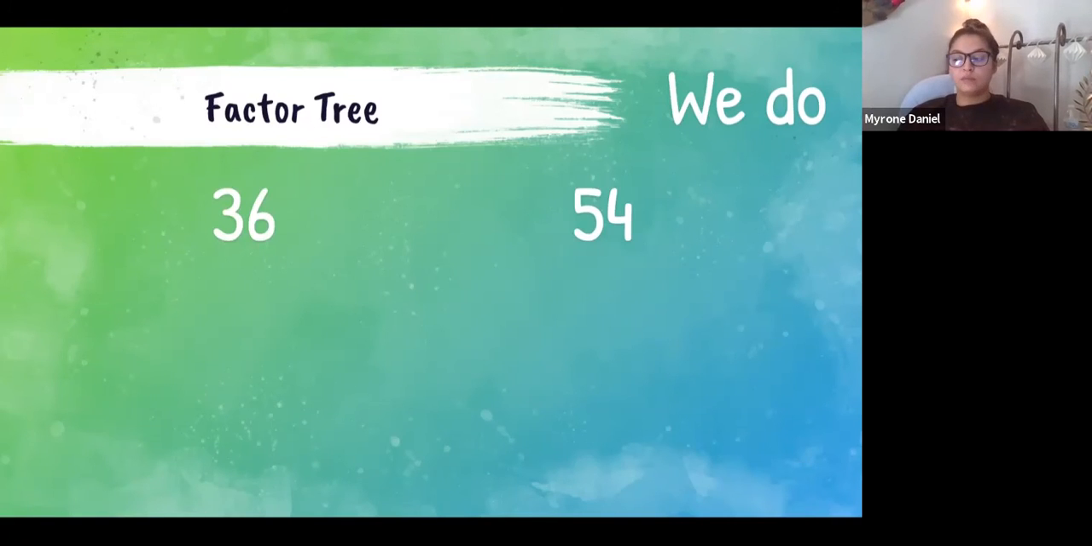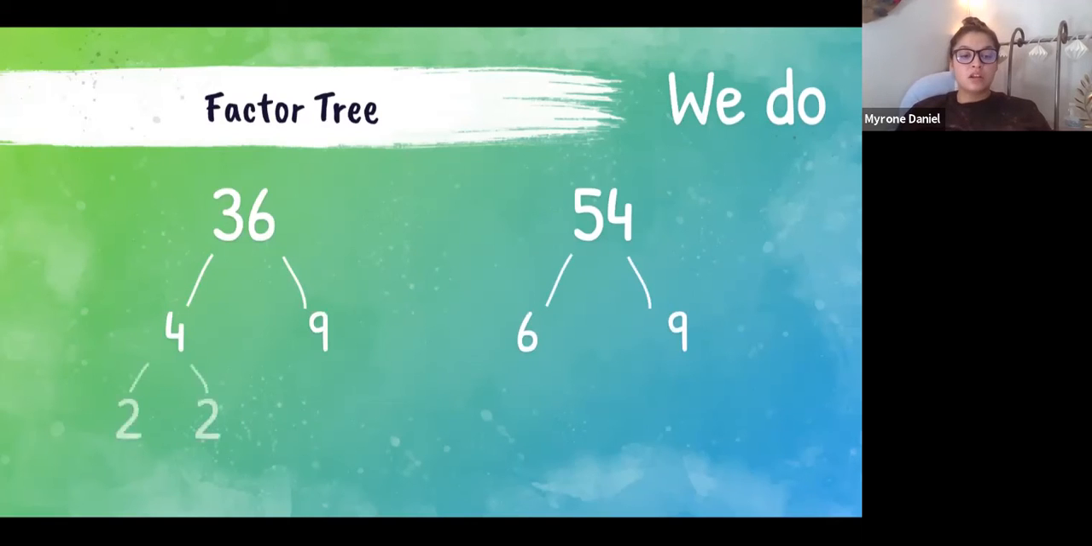Okay, welcome back. So here's the way that I broke down these numbers. For 36, I did 4 times 9, and for 54, I did 6 times 9. And then I know 4 can be broken down even further, and that's going to give me 2 and 2. And I know that 9 could be broken down even further as well, and that's going to give me 3 times 3.